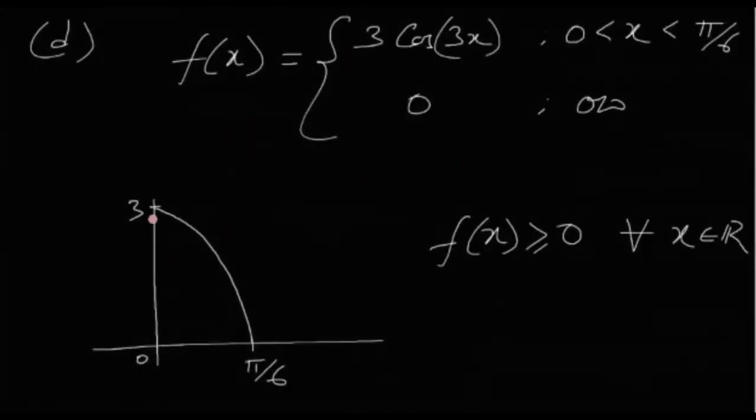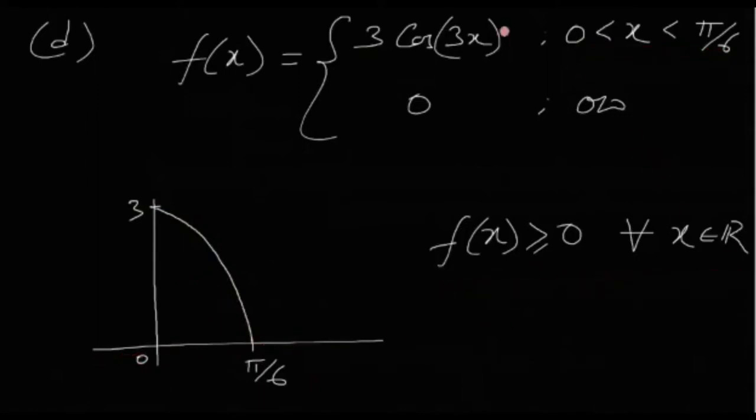It can easily be found that the curve of the function 3 cos 3x over 0 to pi by 6 is something like this, because we already know how to trace the curve of cos x, and this is just a change in the argument, replacing x by 3x and then multiplying by 3. This scales it by a factor of 3, right? So it has a curve like this. Entirely, this is positive, right? So fx is not negative. If x lies between 0 and pi by 6, it is this, and otherwise it is 0. So ultimately fx is not negative for all x.